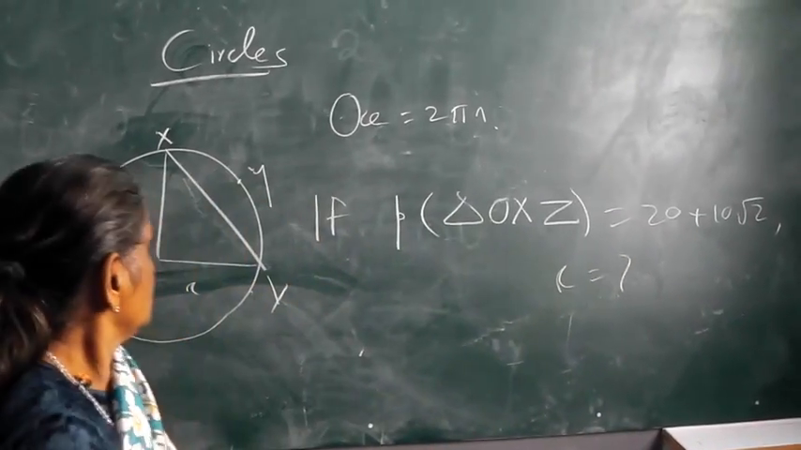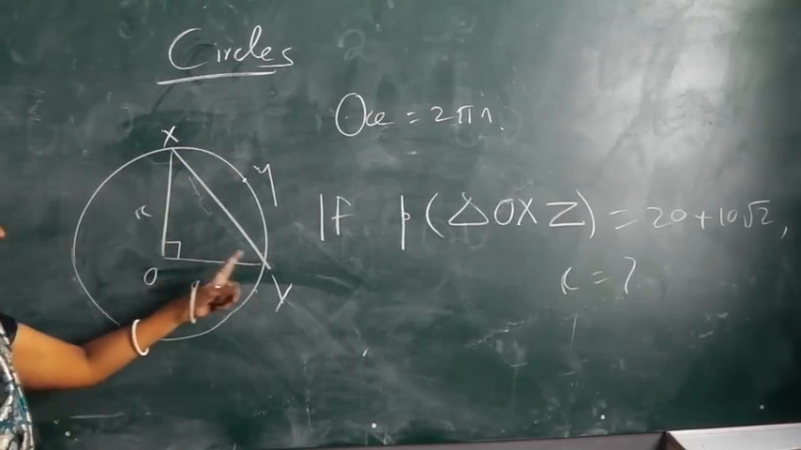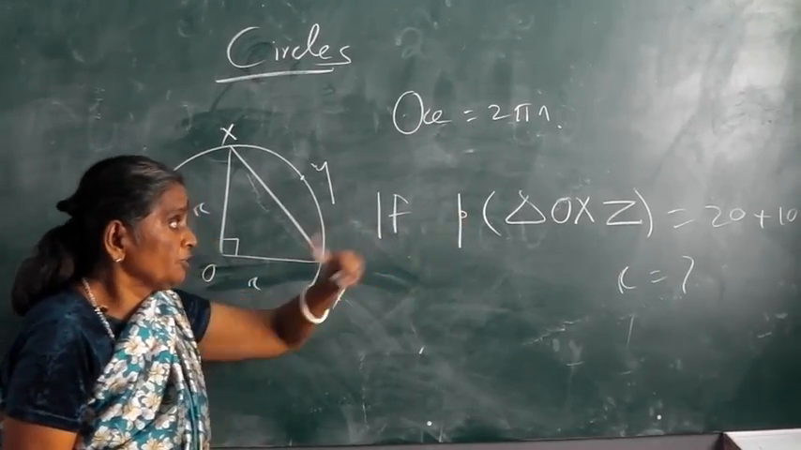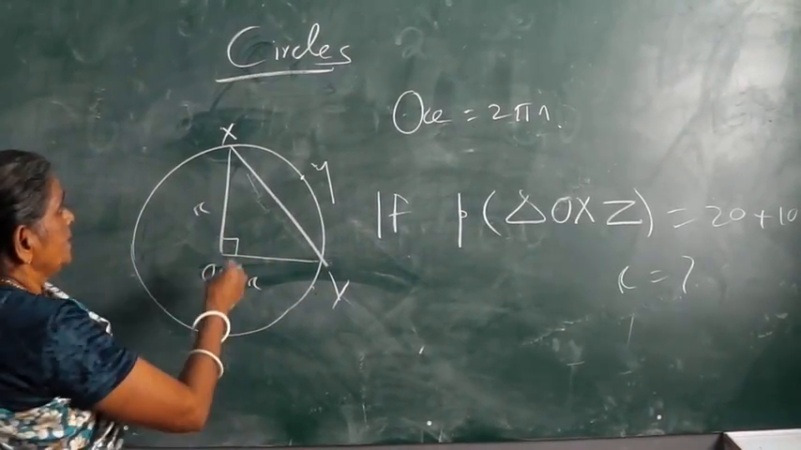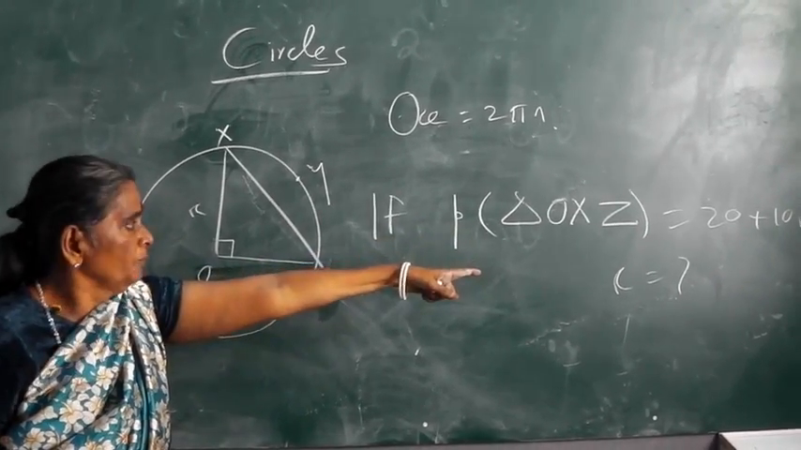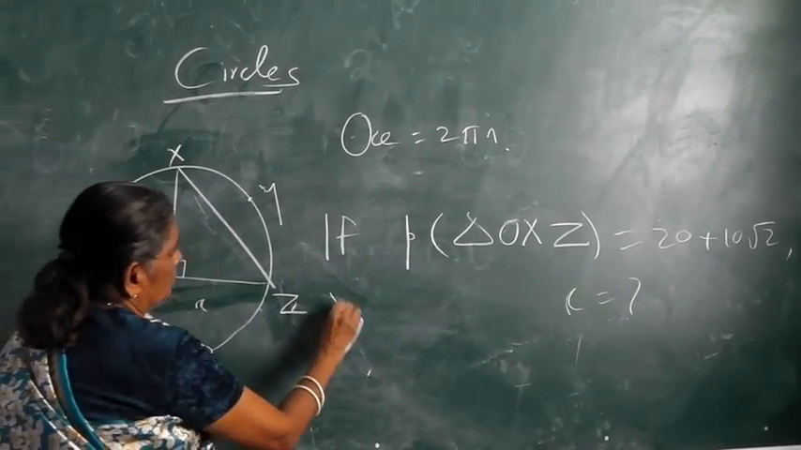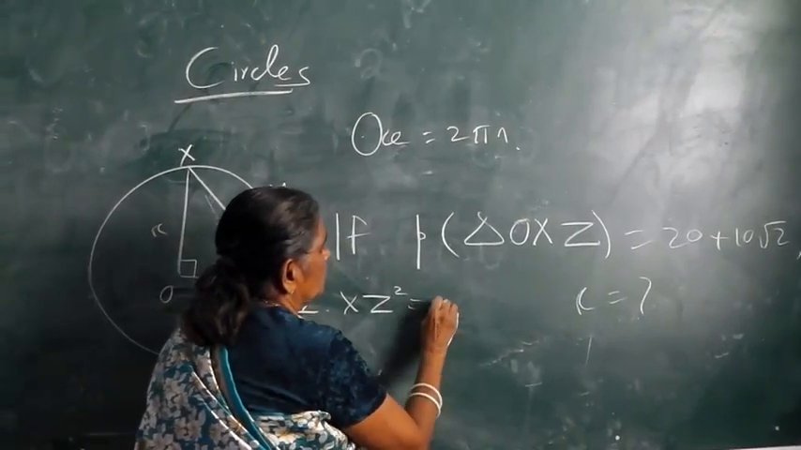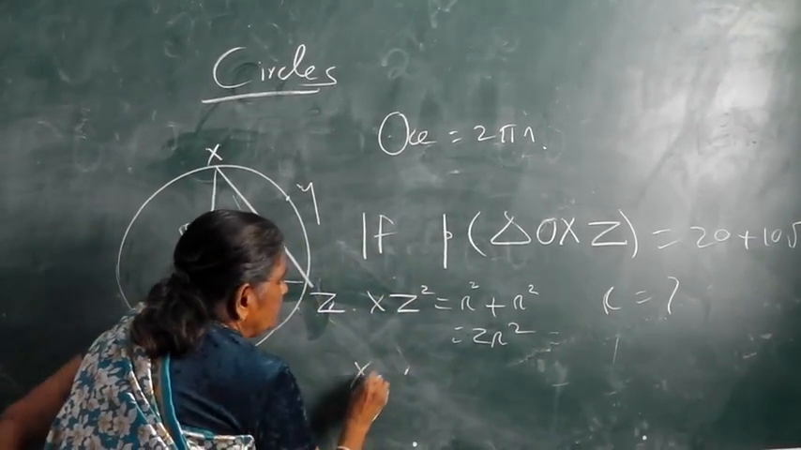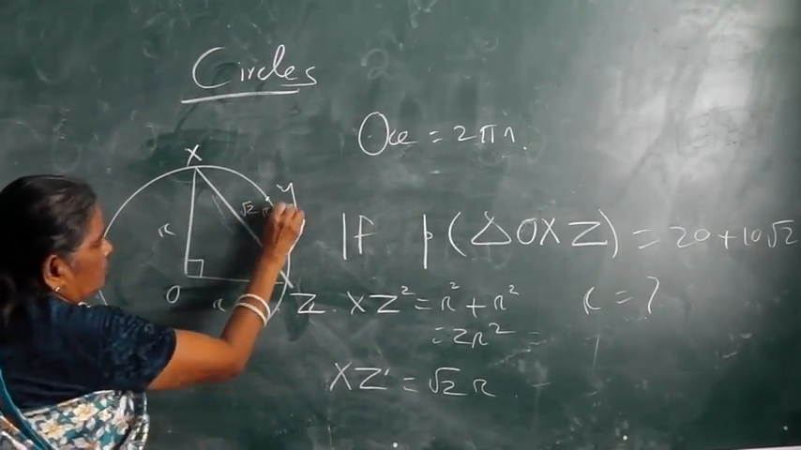Now, in the given figure, this is a right angle. You know very clearly these are radii, which implies this is a right angle. P, always small p, stands for perimeter. The perimeter of triangle XYZ is 20 plus 10 root 2. But actually this is r, this is r, so you can use Pythagoras. XZ square will be equal to r square plus r square, which is 2r square. So XZ will be equal to root 2 r.